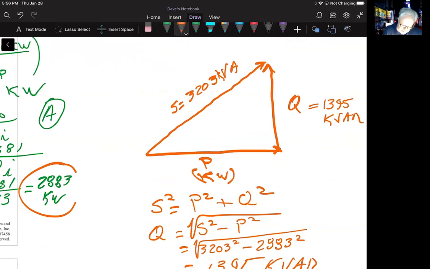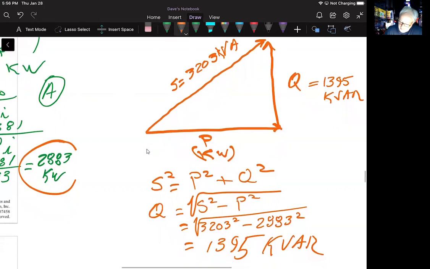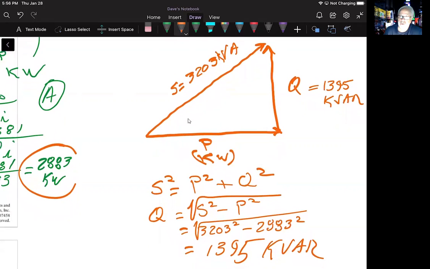Okay, so we had apparent power, and then we answered question B, which says what is the reactive power absorbed by the motor? Okay, so far so good. All right, take another little break and we'll get the next one. Okay, so this is what we came up with for the motor, right? This is related to the motor.